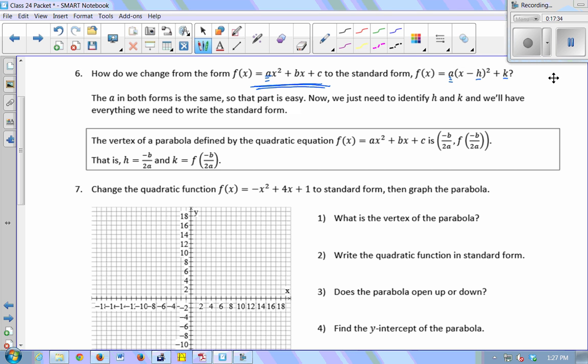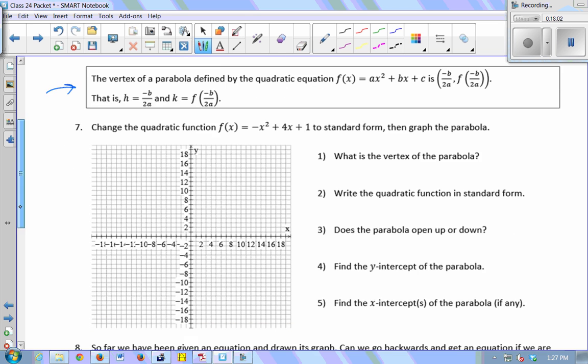So we have this nice theorem, this little handy dandy thing that tells us that the vertex of a parabola, if you're in ax squared plus bx plus c form, is negative b over 2a, comma, f of negative b over 2a. So that is h is negative b over 2a, and k is what you get when you take that number, negative b over 2a, and plug it into f.